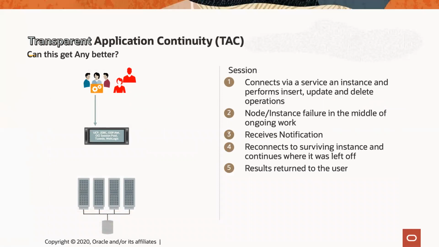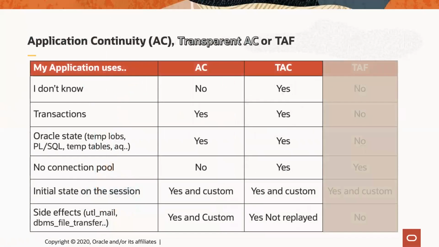Also in 19C, we have introduced what we call transparent application continuity, where you don't even need to go through an application server. You could actually have a direct connection, and the direct connection benefits from all the same features I talked about with app continuity in a similar way. Okay. So in the end, we have this table which gives you kind of an entry point into what you should use.